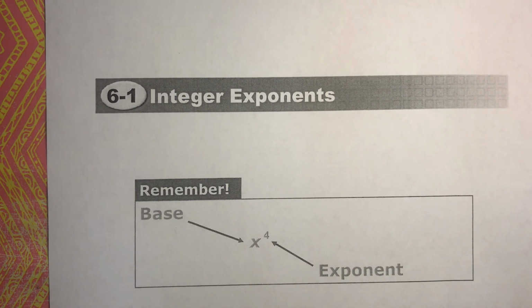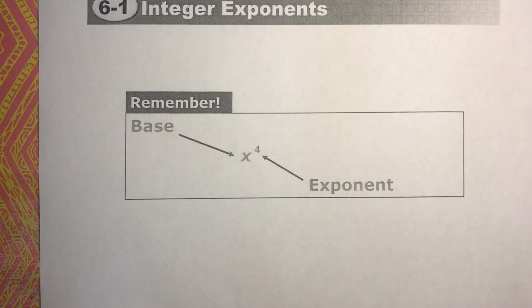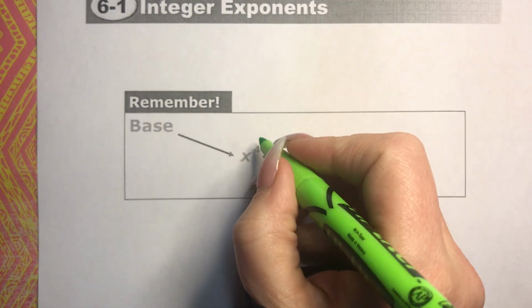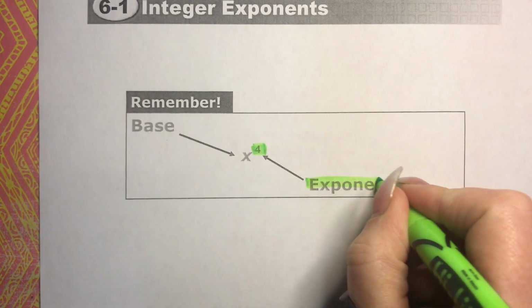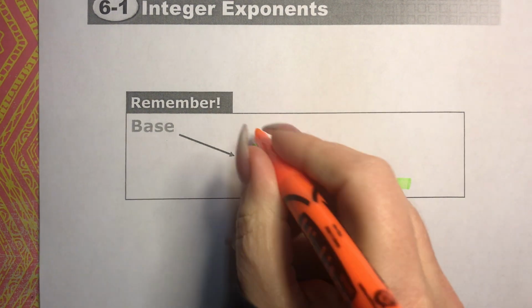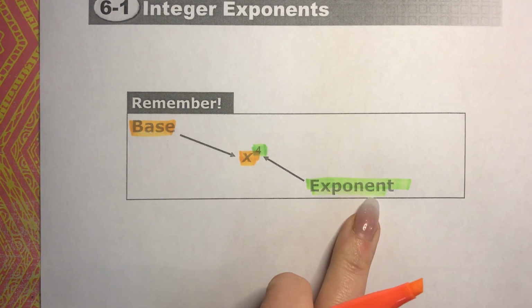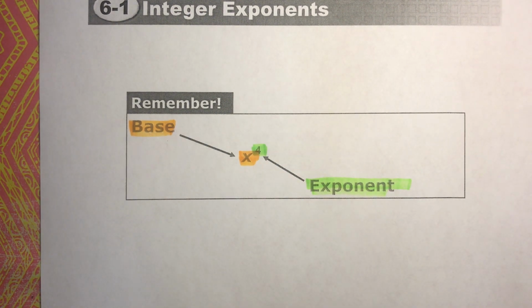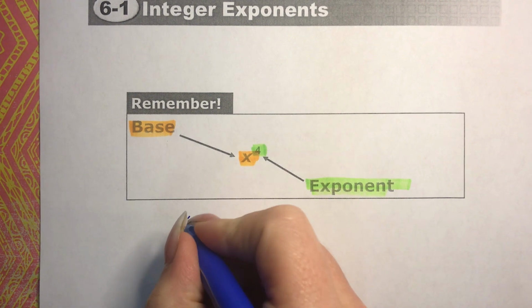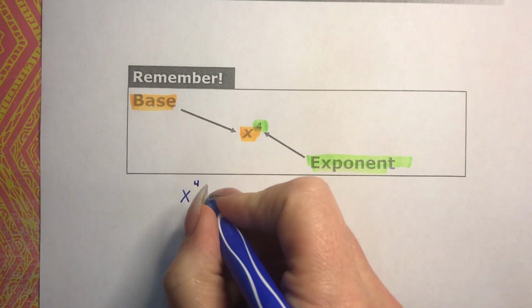So just to remember exponents, just a little terminology. This little number right here, that is the exponent. It's the little number, it's raised up. And then the x would be considered the base. Okay, so that's the base of the number, and that's the exponent. And x to the 4th, do you remember what that means? X to the 4th is the base of x, and the exponent of 4, that is the same thing.